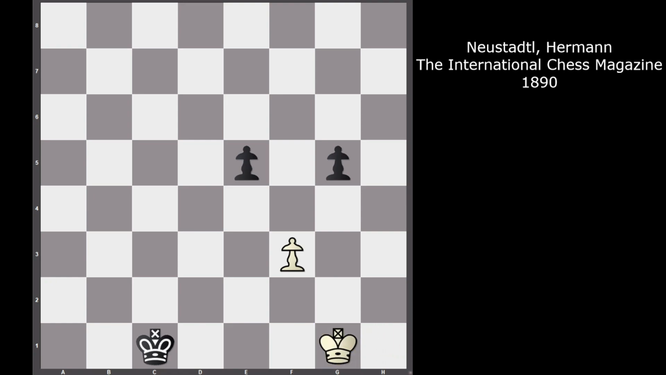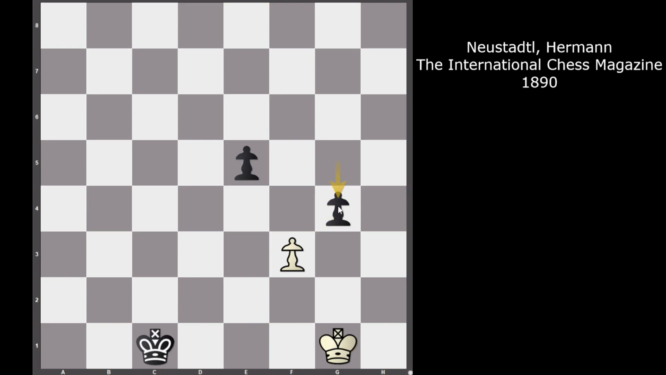If you don't know what the opposition is, it's usually when the kings are, you can maybe remember, an odd number of squares apart. For example, this would be 3, or they are just on the same color, and the one that is the last one to go on this color has the opposition.